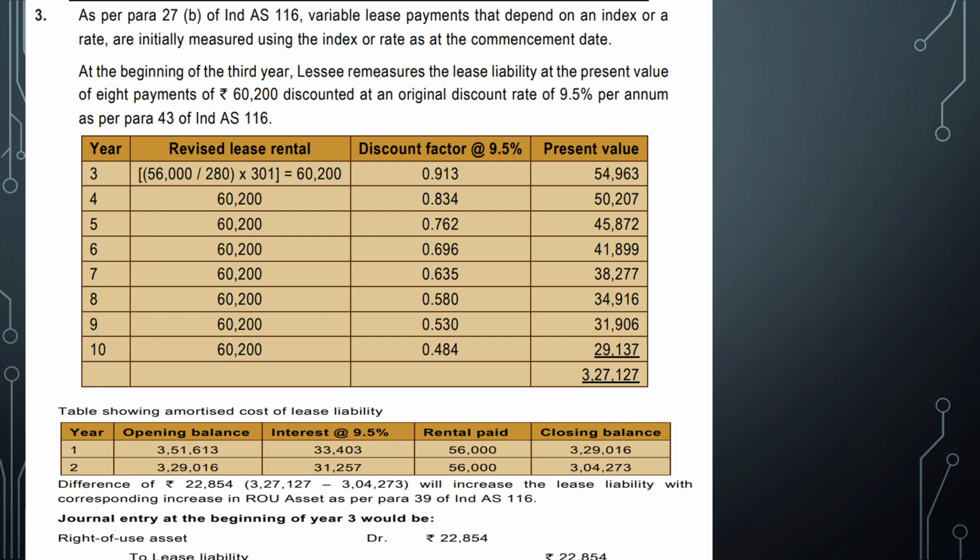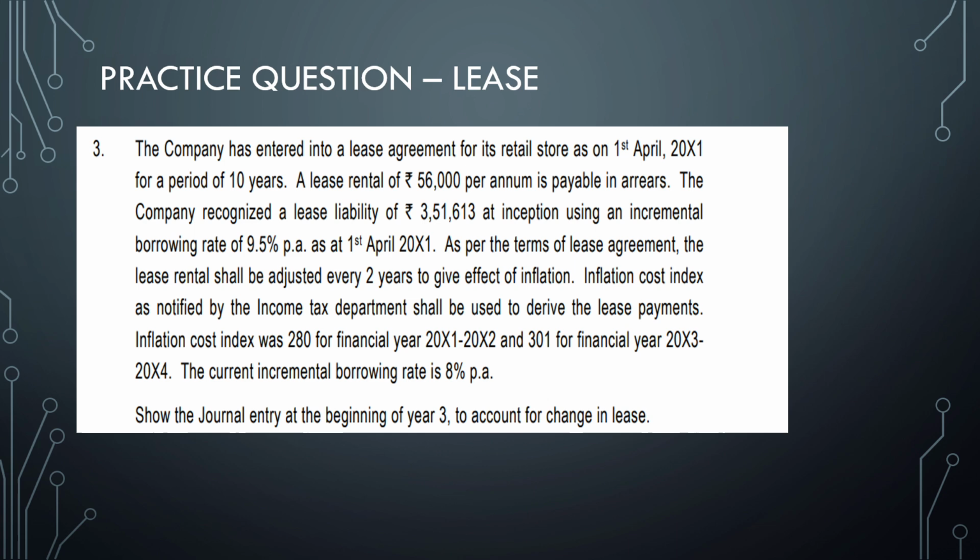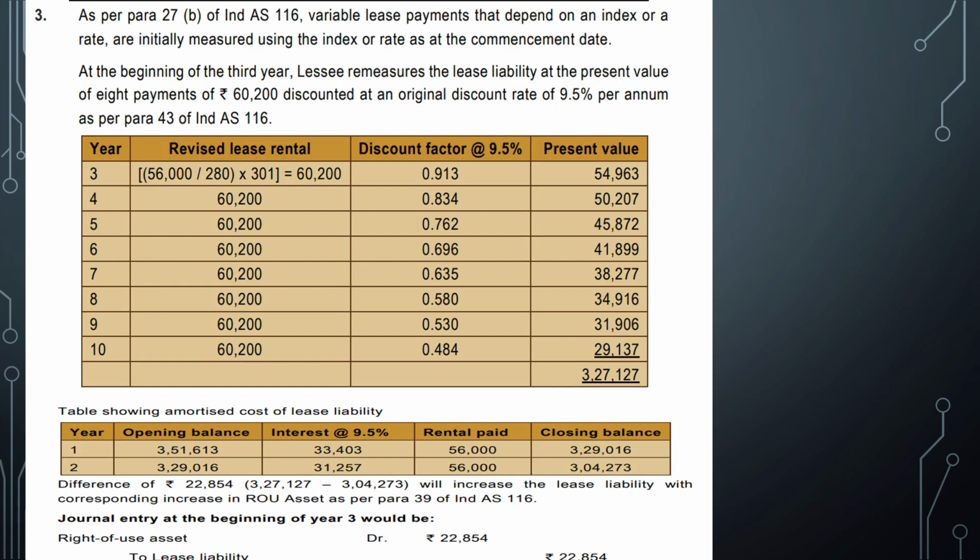So 56,000 by 280 into 301, applying the cost index for the current year, that will give you 60,200. And if you put the PV factors for the 10 years, you will get the value as 3,27,127 as the present value. And the question is given, the company recognizes lease liability of 3,51,613 at inception.